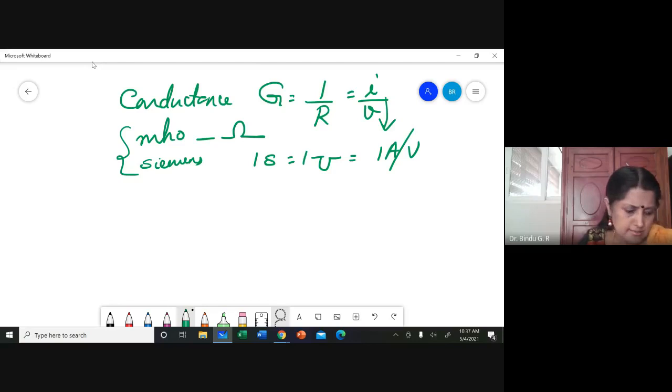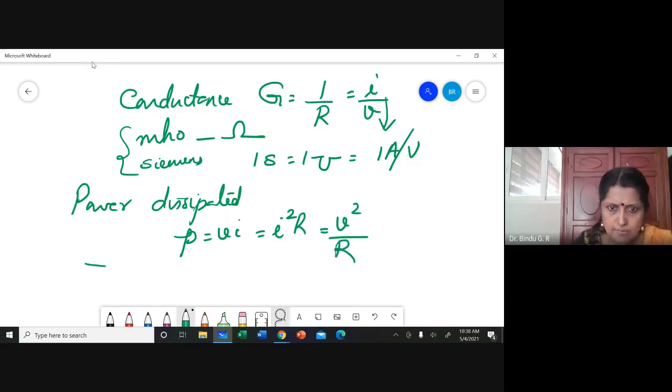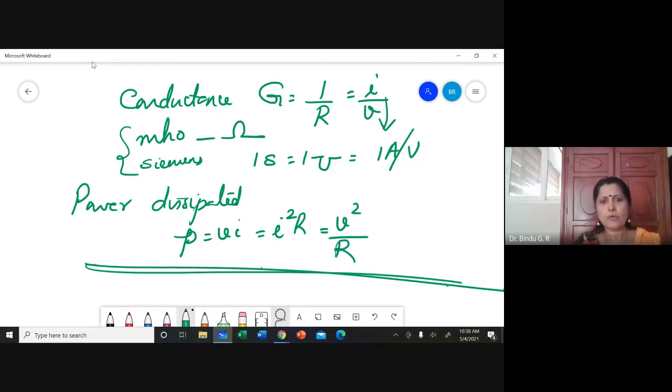Then the last thing that I want to say is the power dissipated. Power dissipated by a resistance. Resistors do not absorb it. Power is dissipated as heat and light, etc., by a resistor, and is given by P is equal to VI. We already know that, which is equal to I squared R, which is also equal to V squared by R. With this, I am stopping the class today. I was planning to do more, but let me stop with this.